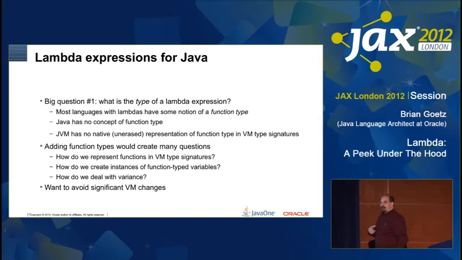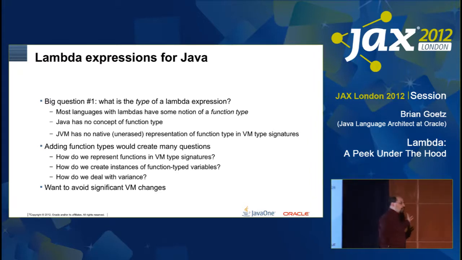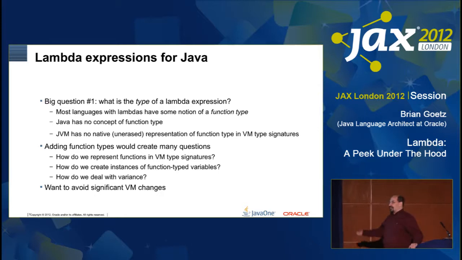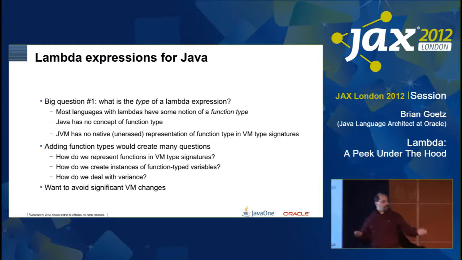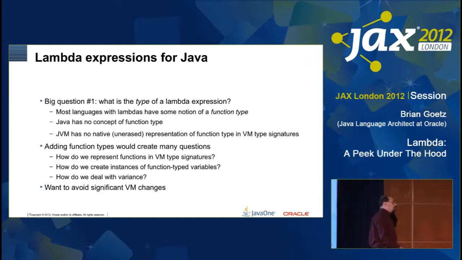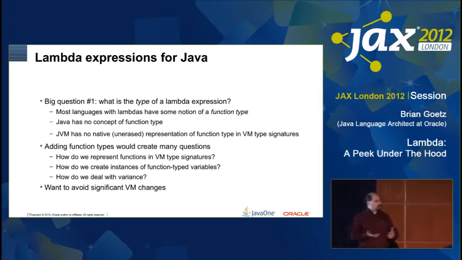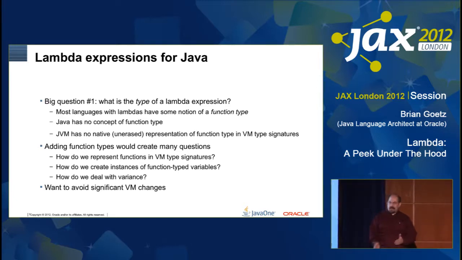So if we said, all right, what we should do is add function types to the VM, well, that opens up a whole set of new questions. What would these signatures look like? How would we create instances of them? What about question extends and question super? How do we represent those in the VM? How do we teach the VM to reason in this much more complicated type system? What will be the performance consequences of that? That is a rat hole, and we wanted to avoid that.